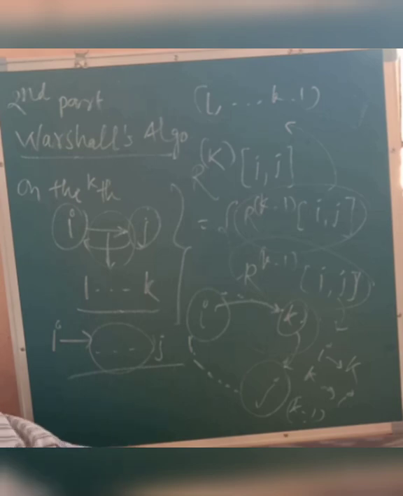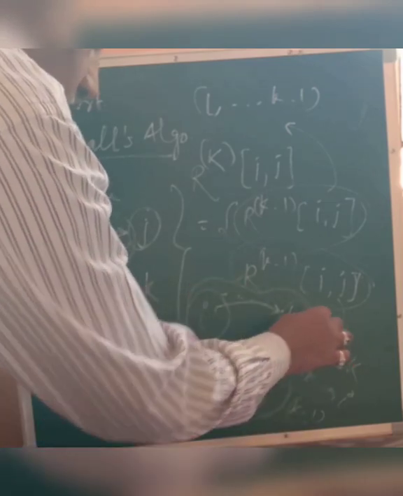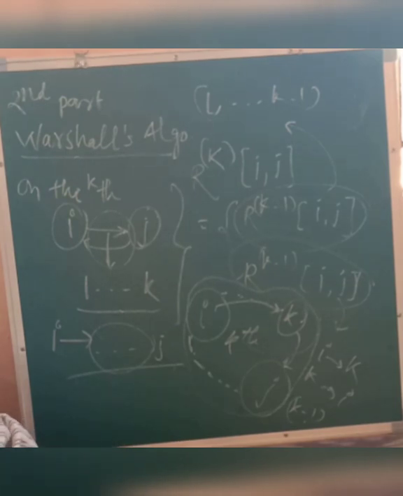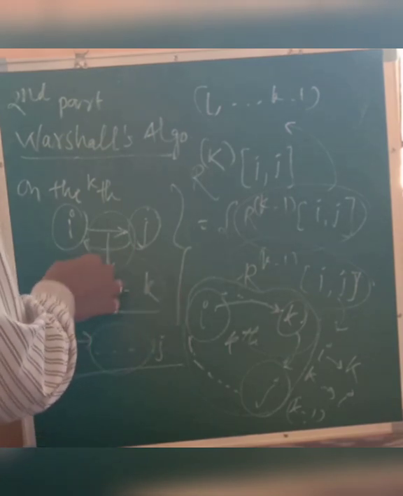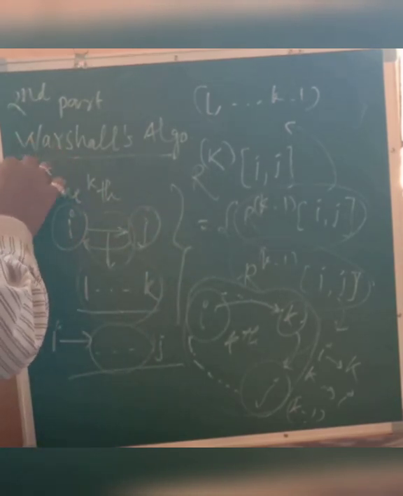So all this comes under the kth iteration. This is what we see in the second step. On the kth iteration, the second step determines if a path exists between the two vertices using just vertices among 1 to k allowed as intermediates. So intermediate vertices are allowed in between I to J. That is the second step.